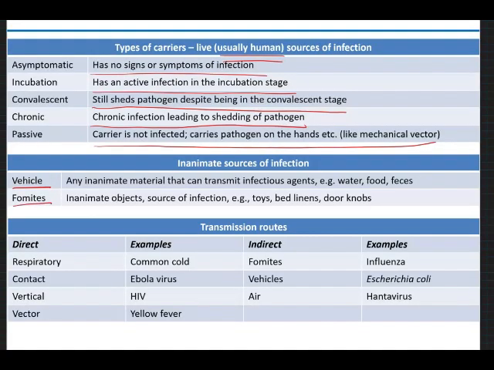Fomites, inanimate objects. So if I have flu and I sneeze in my hand and touch the doorknob, and then you touch the doorknob and get infected, the doorknob served as a fomite. There were cases of cattle-adapted bird flu transmitted to humans with milk. So a cow is infected, they milk the cow, drink milk, get the bird flu. The milk would be a vehicle in this case.